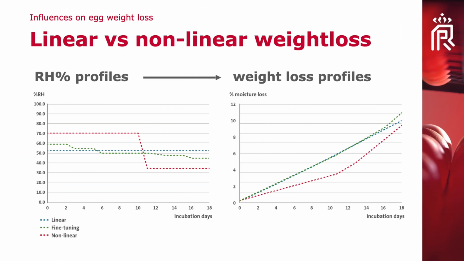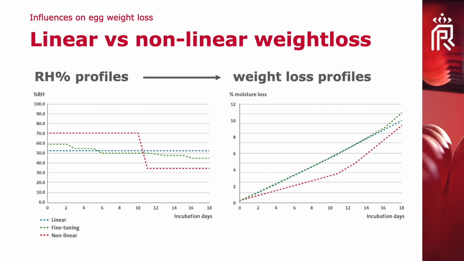Now, what about linear versus non-linear weight loss? There are two ways of getting your wanted weight loss: a linear and a non-linear profile. The left graph shows a relative humidity profile, where blue is a linear line, red is the non-linear, and green in between. If you use multi-stage, you have no other option than a linear profile. This is because we need to satisfy different ages of eggs at the same time.